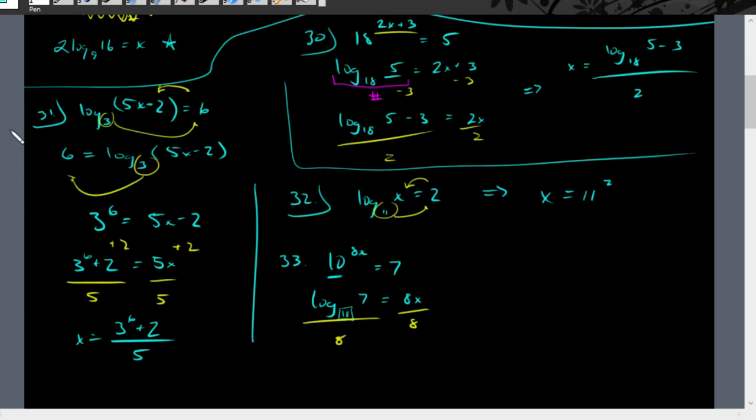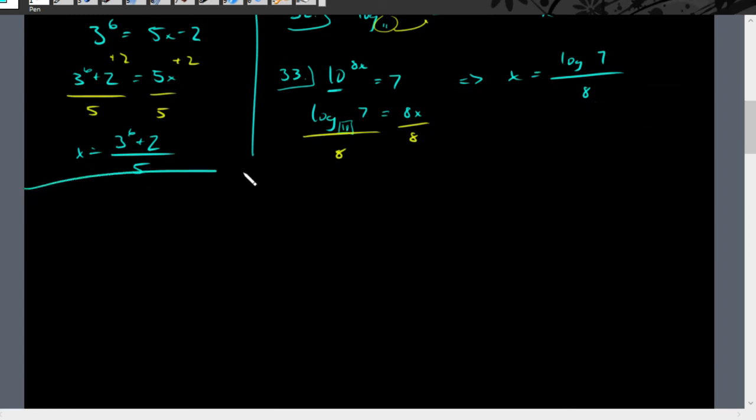Well, you were totally wrong, kid. It was not dividing by 7. It's dividing by 8. So you get x equals log base 10. I'm not even going to write the base 10 because log base 10 is just the common log. No need to write the base. Log of 7 over 8. Awesome. Number 33 is done. It was going to bother me to not do that.